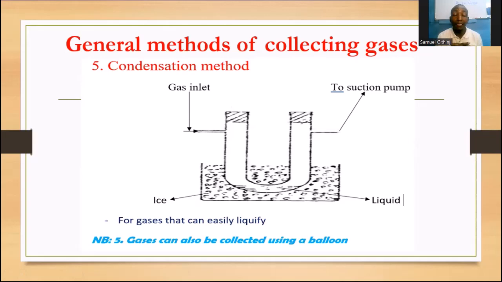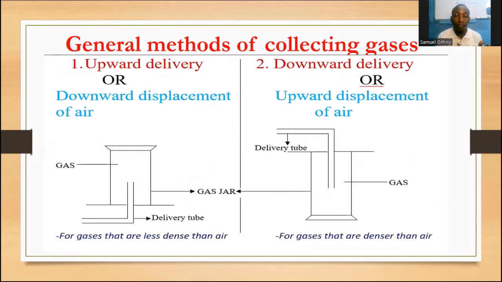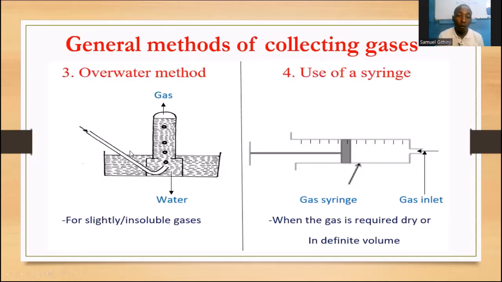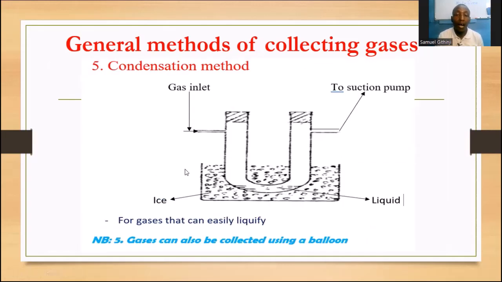We have discussed the first five very important methods that we can use to collect gases, my student. Do not forget, because I will be quoting them as we discuss the gases. Kindly note the five. Upward delivery, you can see it there. Downward delivery, you can see. Then the over water method, you can see the illustration. The use of a syringe, you can see the illustration. And then we have the condensation method.